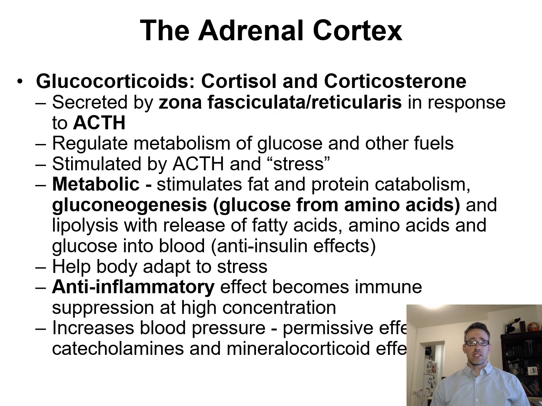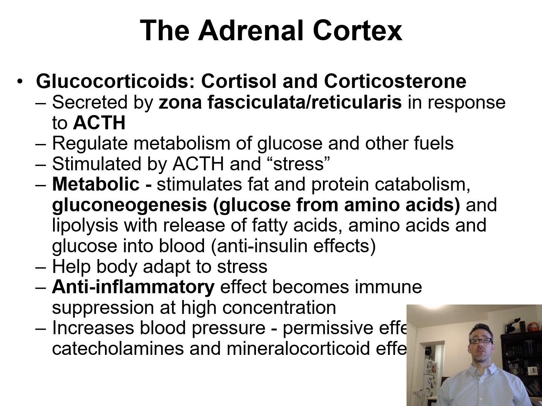Okay, so we just got done talking about the glomerulosa and aldosterone. Now the glucocorticoids, cortisol and corticosterone, are released from the fasciculata and the reticularis, and they are released in response to ACTH, or adrenal corticotropic hormone, from the anterior pituitary. Now that stimulates the release of cortisol and corticosterone, which in response are going to carry out some metabolic activities that help us in times of stress.